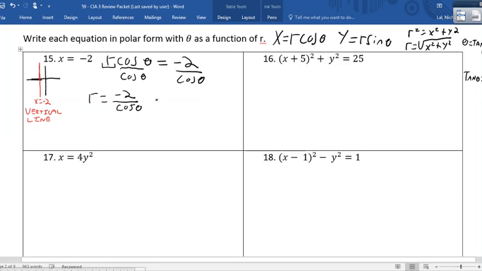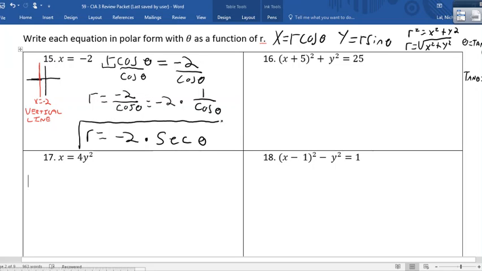And one way I'd like to rewrite this is also equal to -2 times 1 over the cosine of theta. This is a perfectly true representation. And we know that 1 over the cosine of theta is the secant of theta. So this polar equation is r is equal to -2 times the secant of theta. So it's very important that we all have our trig identities memorized. Okay, so that's 15. Let's do 16.